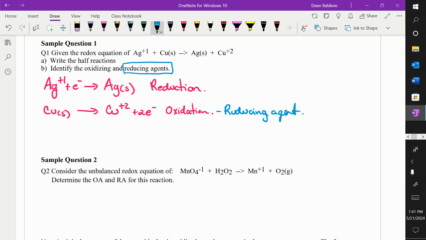Because copper gave up 2 electrons, those 2 electrons allow the silver to be reduced. So although copper was oxidized, it is the reducing agent. It causes the reduction. And the oxidizing agent is silver, plus 1. Is the silver plus 1. The reducing agent is the copper solid.